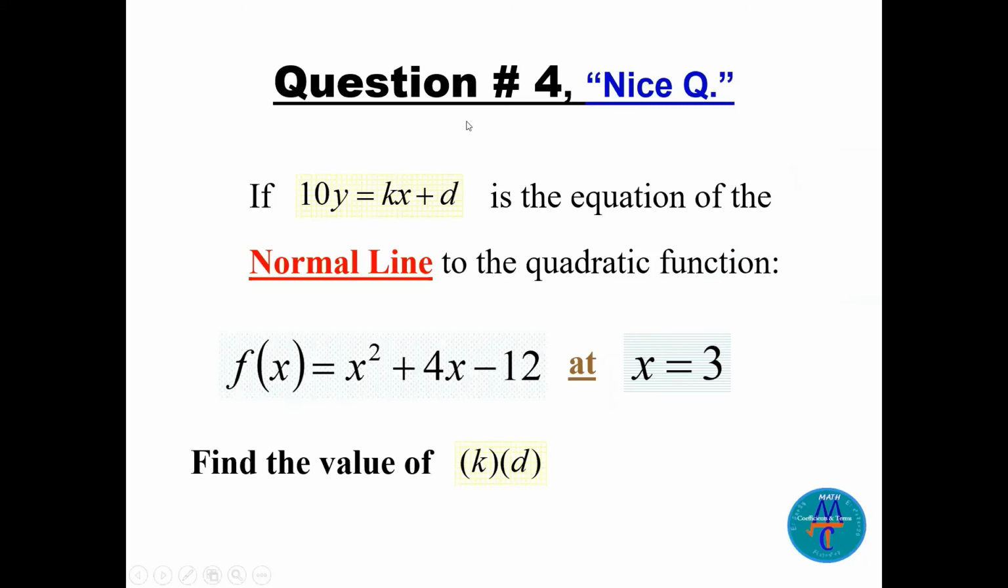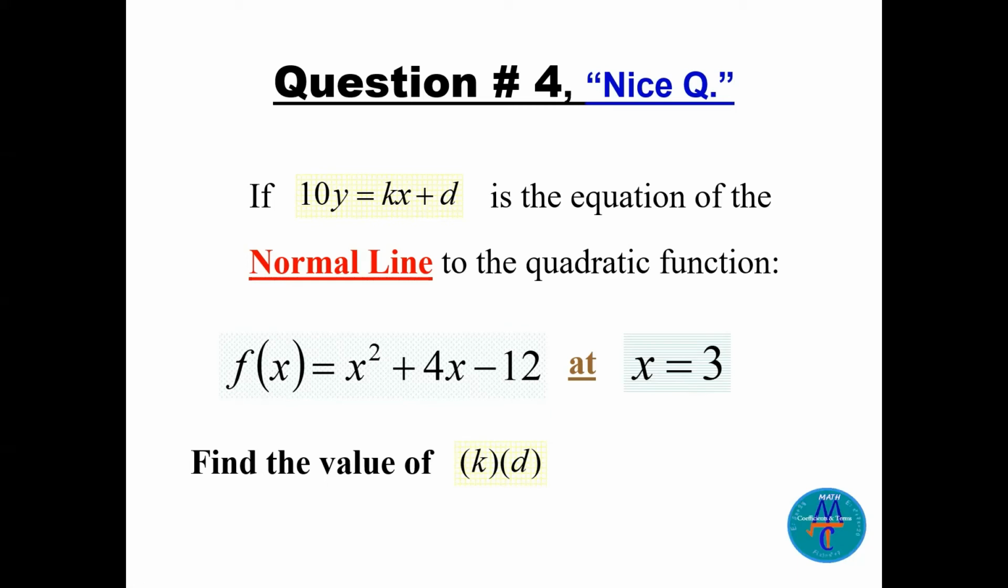This is a really nice question. Question number 4. If 10y = kx + d is the equation of the normal line to the quadratic function f(x) = x^2 + 4x - 12 at x = 3, let's find the value of kd. So what do we do? Take this function, find the slope. This x1 here is equal to 3.